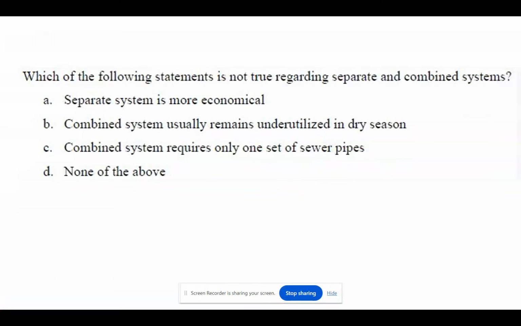Yes, yes. So the not true one is A, right? Separate system is more economical. So that is not true. Separate system means we need more cost. We need more pipes, so the cost of pipes for the installation. All these things need more cost. So A is the wrong option.